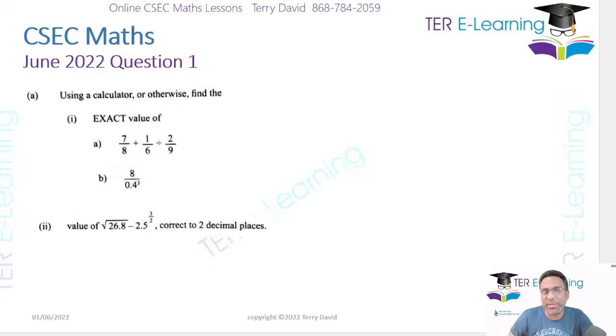So in this video, I'm going to try to go through the solutions of the paper that came today. The first thing that they want us to do, they said using a calculator or otherwise. What I normally tell students is, if they say you could use a calculator, go ahead and use a calculator. You want to work out 7/8 plus 1/6 divided by 2/9.